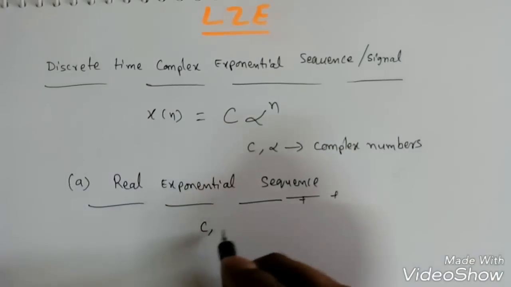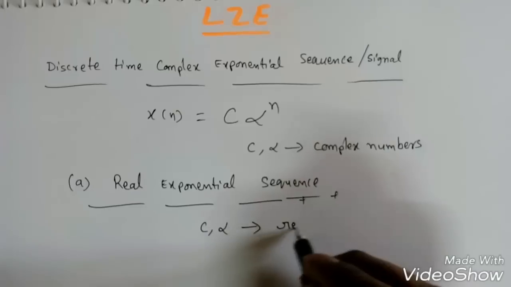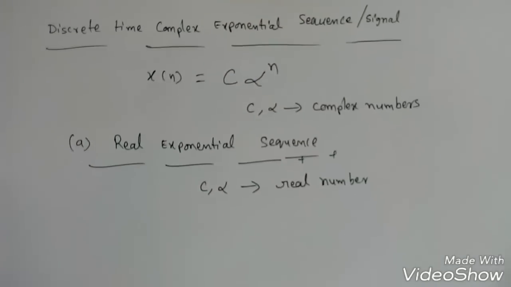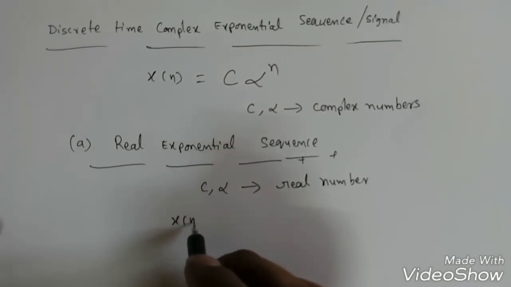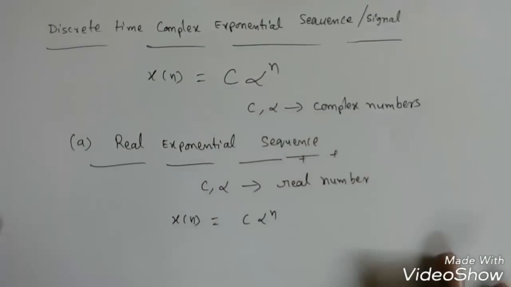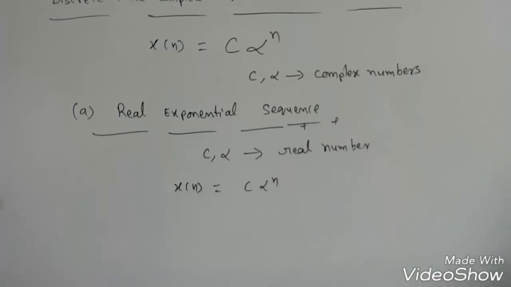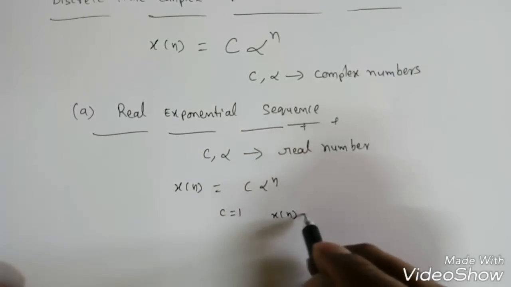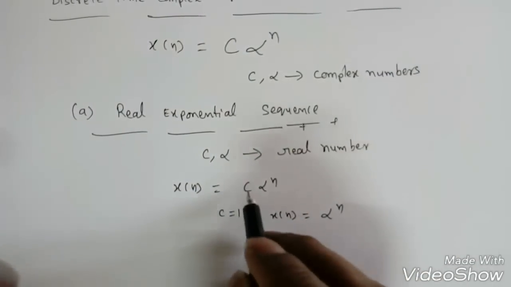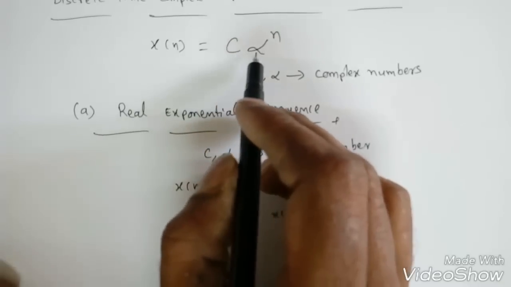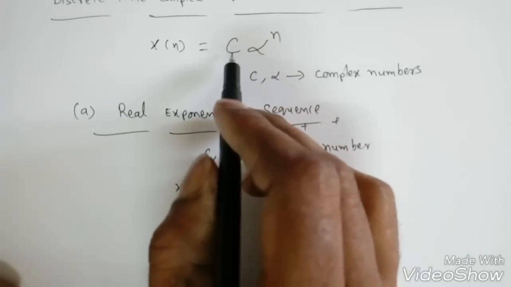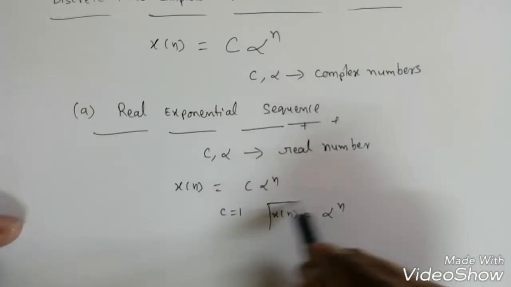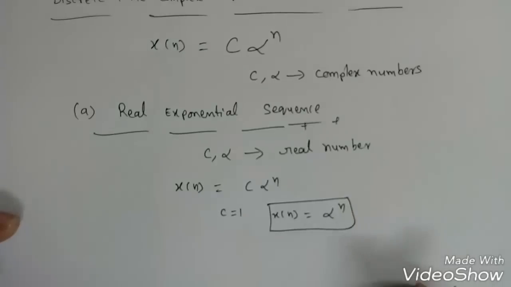Now if c comma alpha are real numbers, then we will have a real exponential sequence. That means x of n is equal to c into alpha power n. Now suppose c is equal to 1, then x of n will become alpha power n. These are constants, and they can be anything. Alpha can be replaced by some a, or b, etc. So you can take any arbitrary values. If c is equal to 1, x of n is equal to alpha power n.